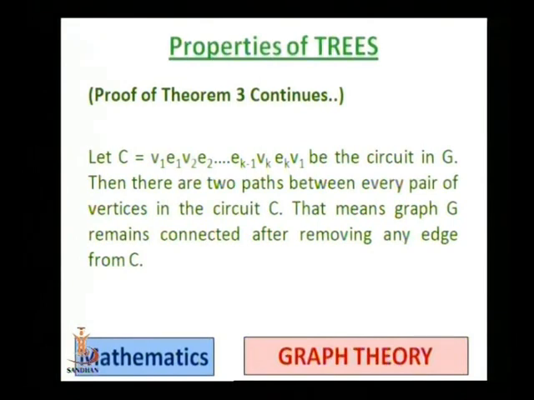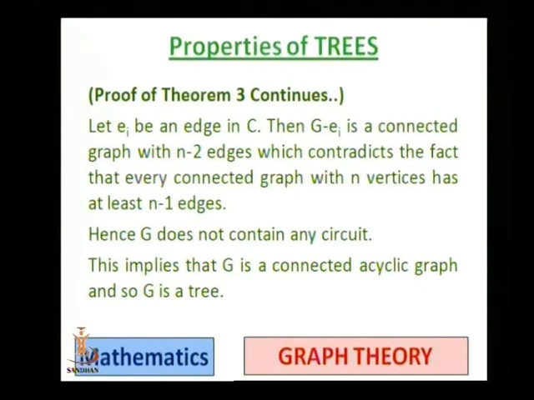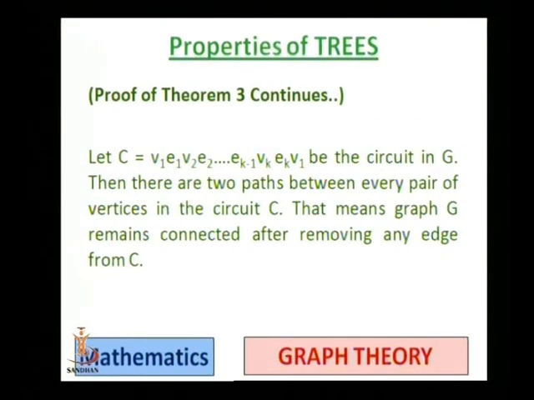So let us see. Then there are two paths between every pair of vertices in the circuit C. That means graph G remains connected after removing any edge from C. Okay, so here we have given a different argument.